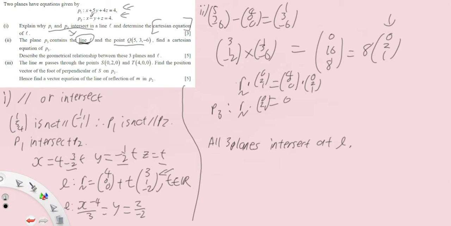Alright, so now we move on to part 3. Part 3 says the line M passes through the points S and T. Find the position vector of the foot of perpendicular of S on P2. Alright, so we want to find the line M, right? Because we seem to need that. So find the line M.